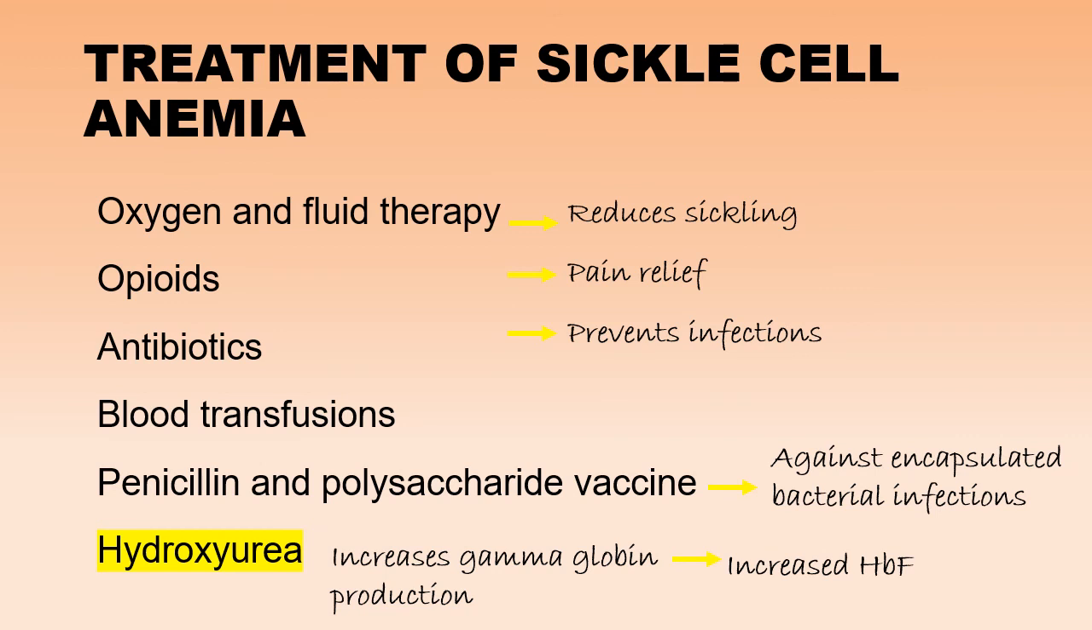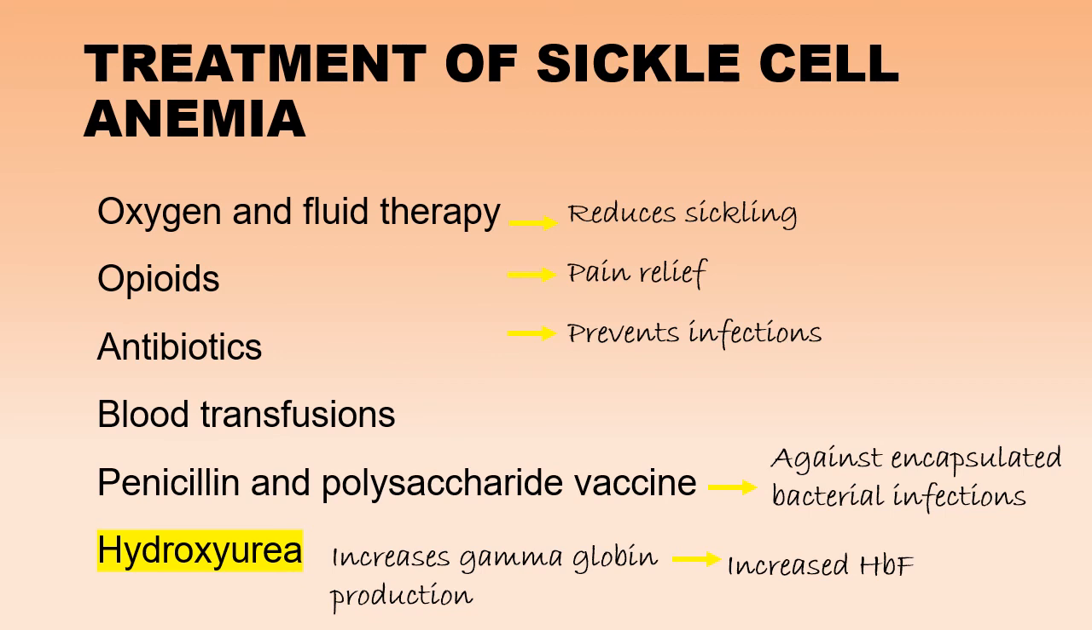Treatment of sickle cell anemia is by providing symptomatic relief of the pain by opioids, reducing the episodes of sickling by providing proper oxygenation and adequate fluid therapy, preventing the incidence of infections by giving an antibiotic coverage whenever essential. Blood transfusion has limited role, however, it should be used sparingly in these children as they can lead to secondary hemosiderosis.